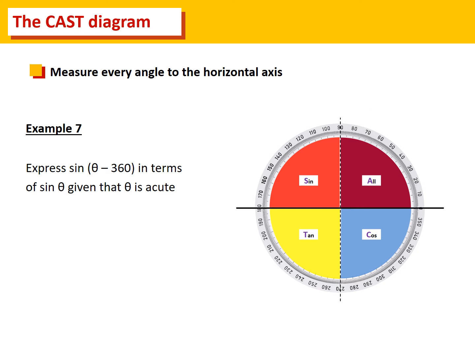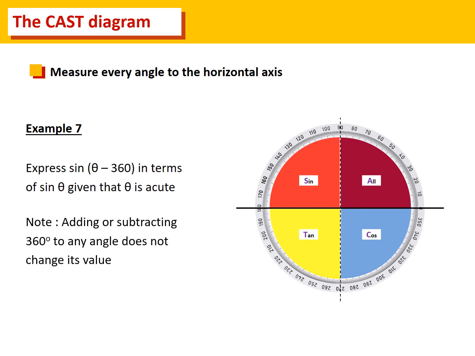Here's example 7, sine of theta minus 360. Well, if we add or subtract 360 degrees from an angle, it doesn't change its value, and therefore the sine of theta minus 360 is just the same as the sine of theta.